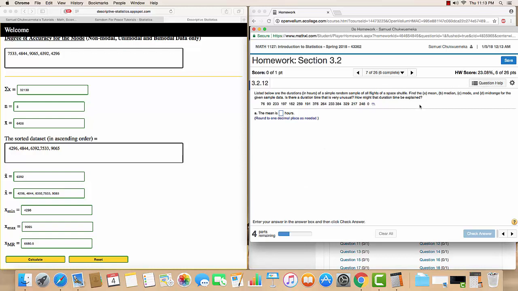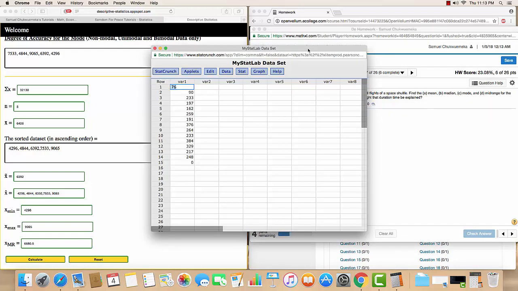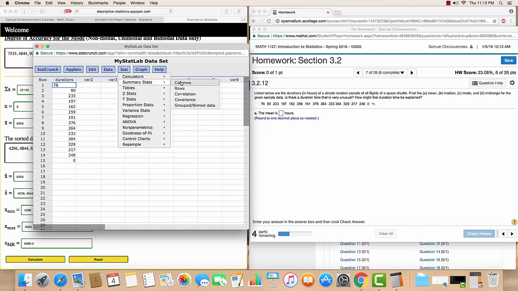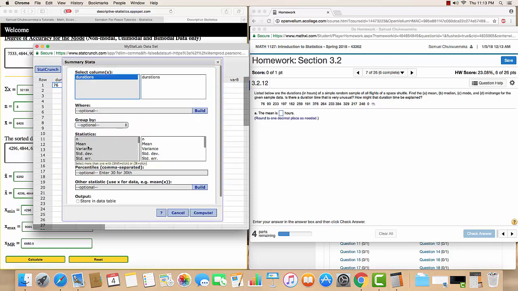Okay, I'm gonna go to this here, opening StatCrunch. And these are times, right? These are durations, okay? Durations. We go to stats, summary stats, columns, durations, mean, median, mode. Then mid range, we can do min and max. Min, max. Okay.